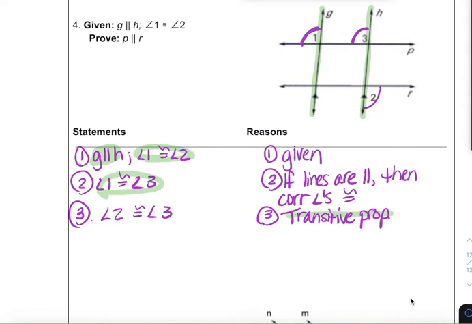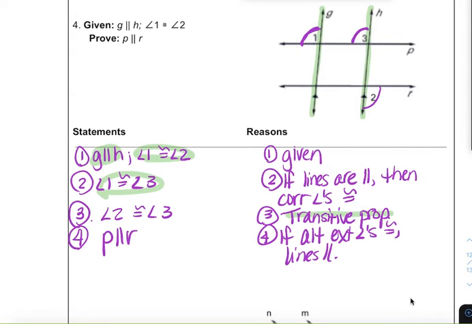Okay, from there, now I can say, oh wait, look, those are alternate exterior angles. If alternate exterior angles are congruent, then the lines are parallel. So then I can say, oh, the lines are parallel because those alternate exterior angles were congruent. That means that the lines have to be parallel.